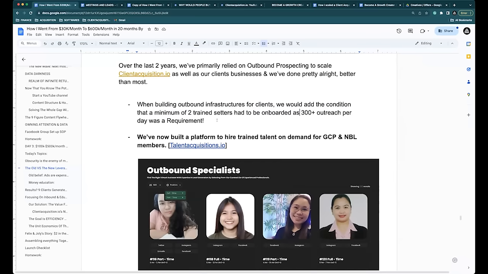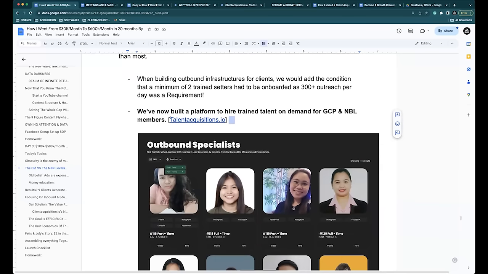And that worked really well because when you just get one VA to do like 100 outreach a day, which most people don't even get to that volume, you're still going to have a hard time scaling fast enough. So we would just say, hey, we're going to train setters, we're going to get two of them onboarded in the first 10 days of you being part of the program, okay? But now we've actually built a platform to hire trained talent on demand for growth for members of GCP as well as the Natural Born Leader community.